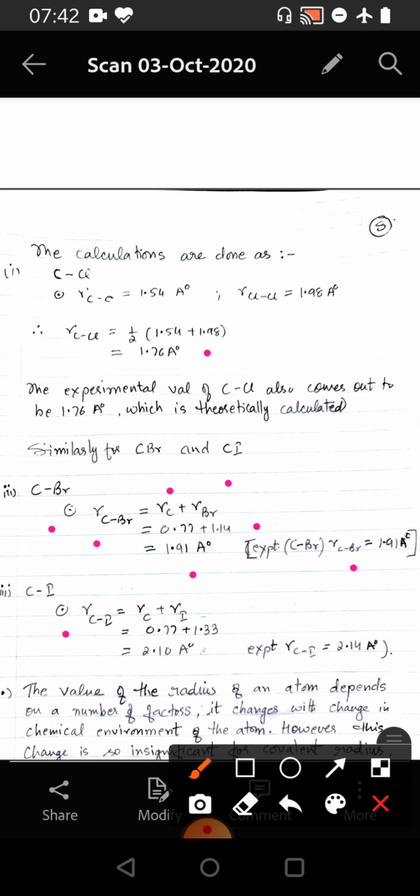Whereas for the carbon-iodine bond distance, it is equal to Rc plus Ri, that is the covalent radius of carbon plus the covalent radius of iodine, which is 0.77 plus 1.33, and the total comes to be 2.10 angstrom. The experimental value for the bond distance of carbon and iodine comes to be 2.14 angstrom. So, we see that the difference is only 0.04 angstrom, and here also the theoretical value and the experimental value are in good agreement.